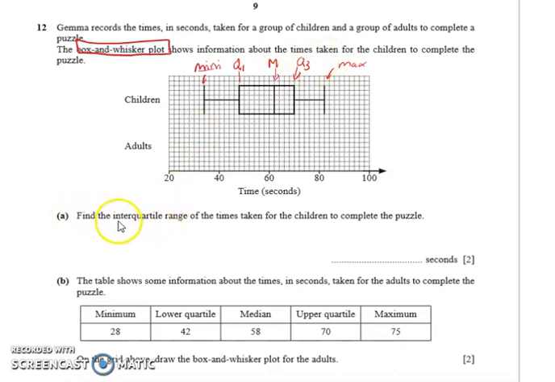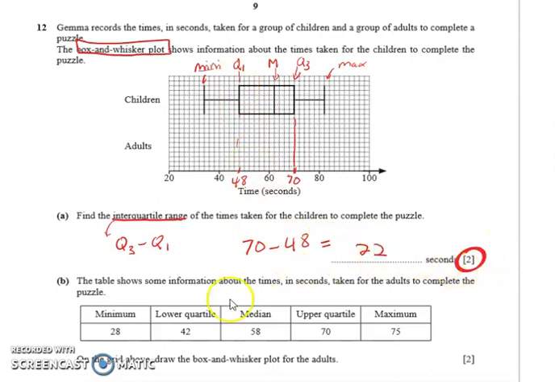Now they are asking us to find the interquartile range. The interquartile range is the third quartile minus the first quartile. Now we find the value of this. Here it will be 70, and Q1 is falling over here, so it is 48. So we take the third quartile 70 minus the first quartile 48, and you are getting the answer 22. That's for your 2 marks.